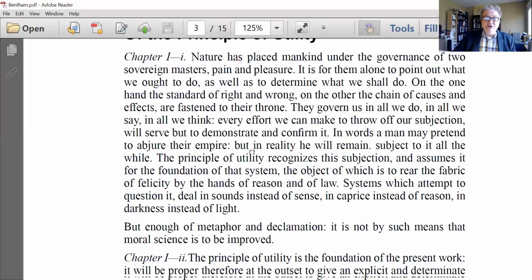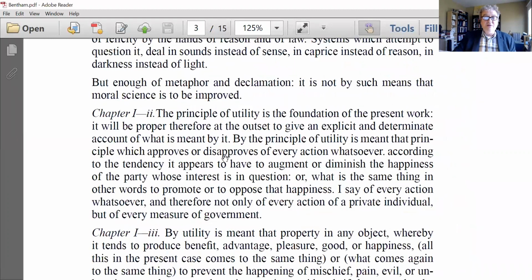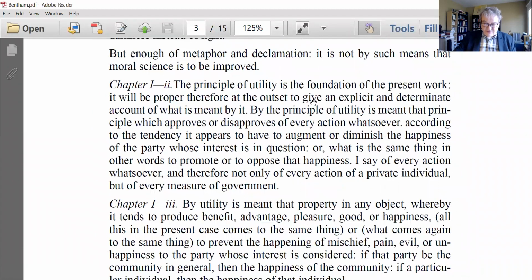The principle of utility recognizes this subjection and assumes it for the foundation of that system, the object of which is to rear the fabric of felicity by the hands of reason and law. Now he talks about the principle of utility as the foundation of the present work. So this is utilitarianism. Utilitarianism follows the principle. When you hear the word principle, think of rule. So the principle or rule of utility. And he's going to tell us what that means.